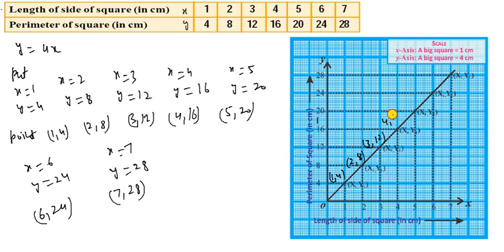It is 4 and 16, and it is 5 and 20, and it is 6 and 24, and it is 7 and 28. Now draw the line like this. So you can do in your copy like this. So first you complete the question with the help of this calculation.